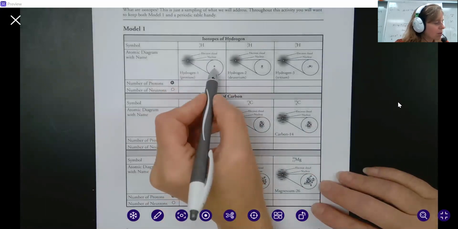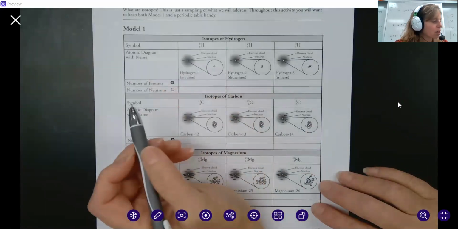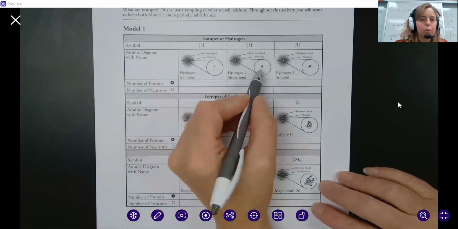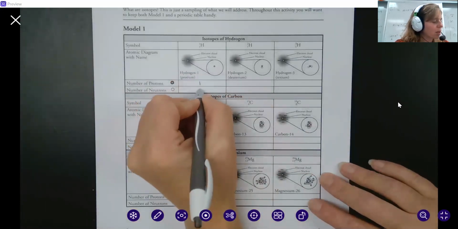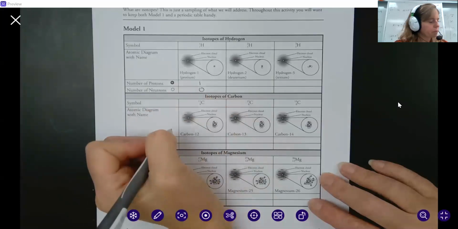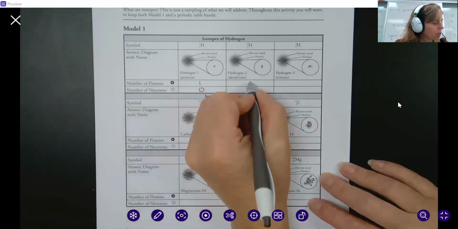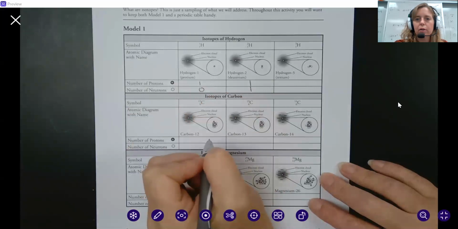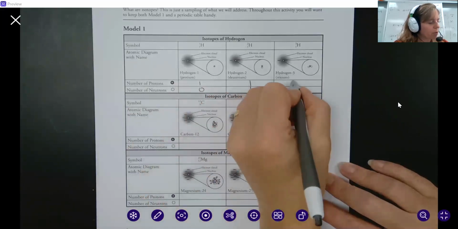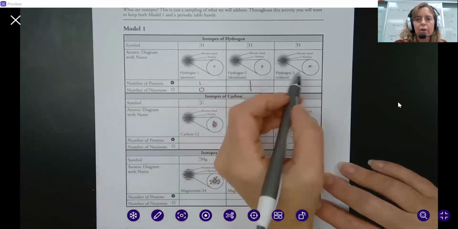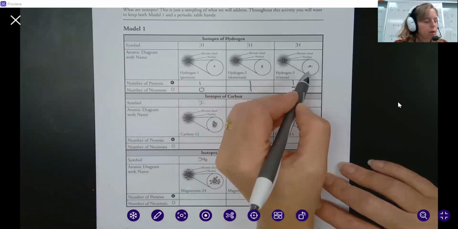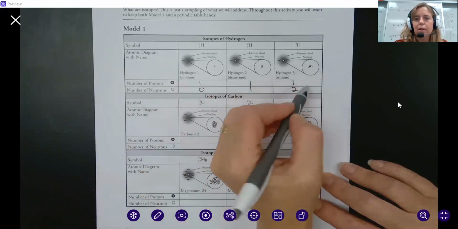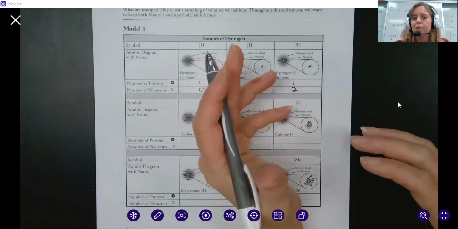The little dark dot with a positive is going to be your proton, and the circle with nothing in it is going to be your neutron. So in the first one, we have 1 proton, 0 neutrons. Then we have 1 proton, 1 neutron. And over here, we have 1 proton and 2 neutrons. You're just counting the little individual particles in the circles that are magnified. That's the nucleus that's magnified.